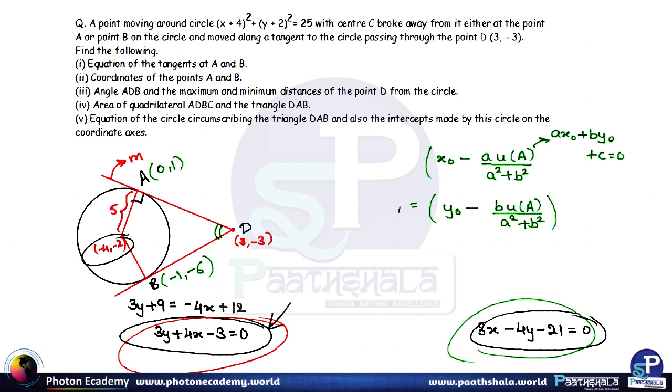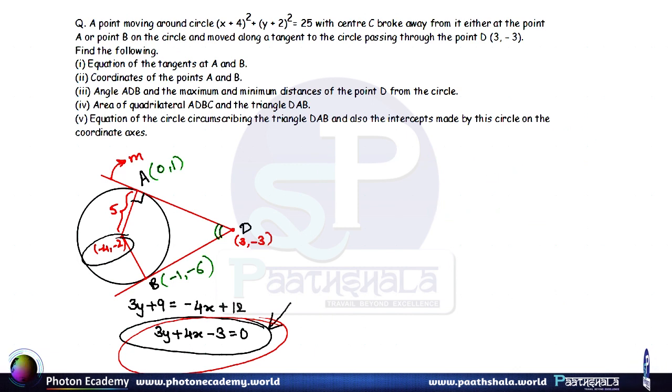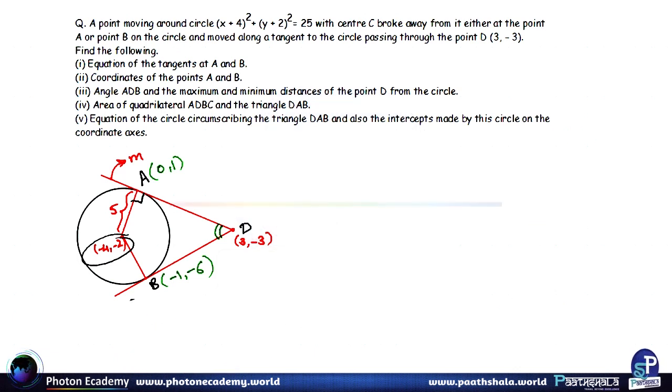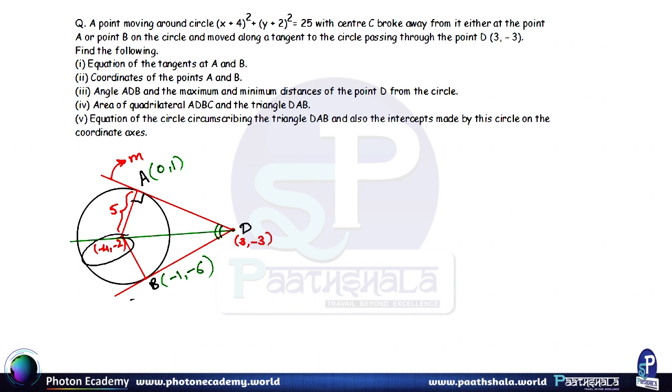Okay, let's just rub out the rest of the stuff. Alright, so the maximum distance of point D from the circle will be the distance between D and the center plus the radius, and the minimum distance will be till here. So that is the distance between C and D, center and D, minus the radius. So let's just do that.